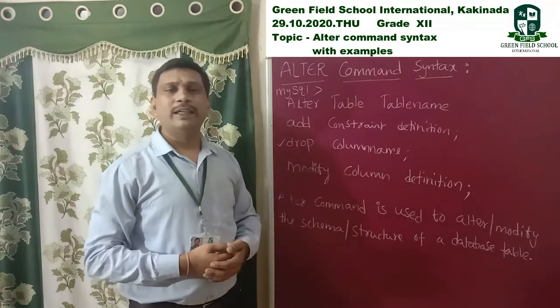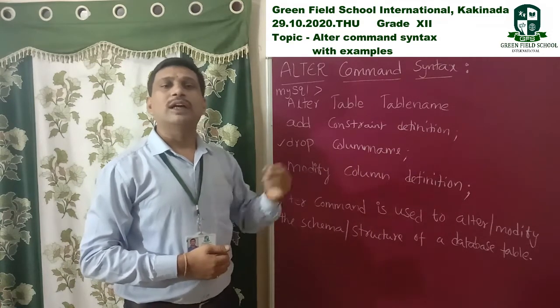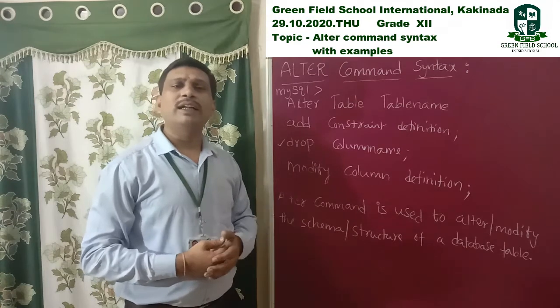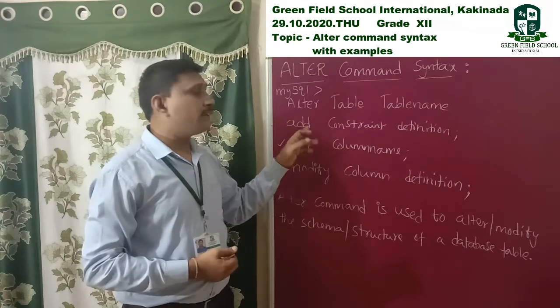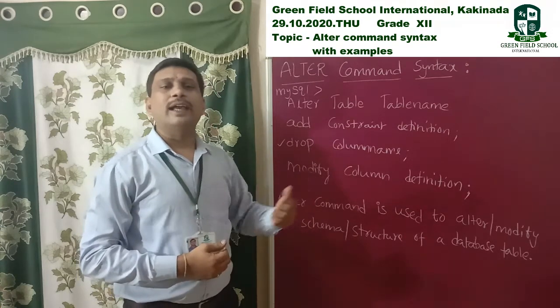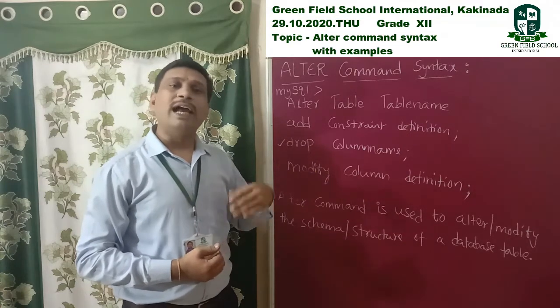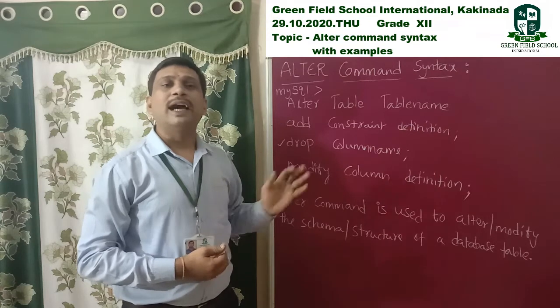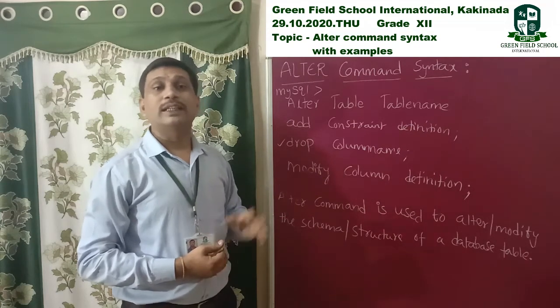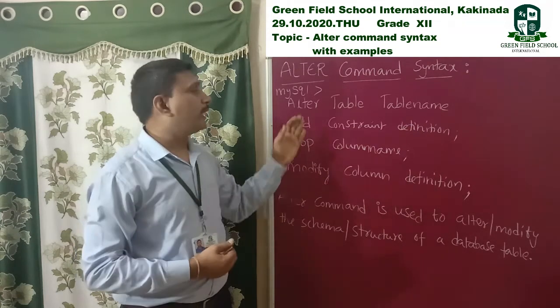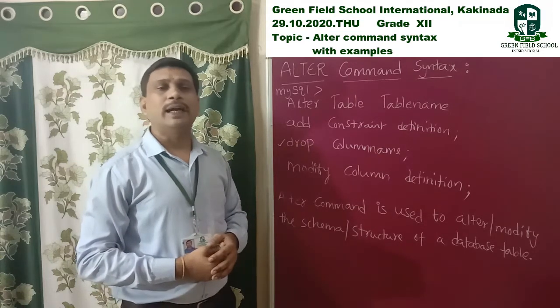Then immediately it displays the output, column dropped from our table. When we add one constraint, it displays that the table is altered. When we add one column, it displays that the table is altered. So that is the output when we apply the alter table command.